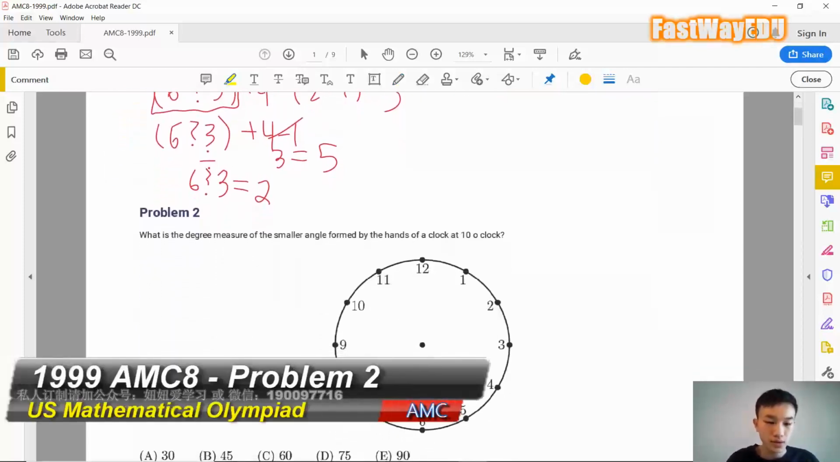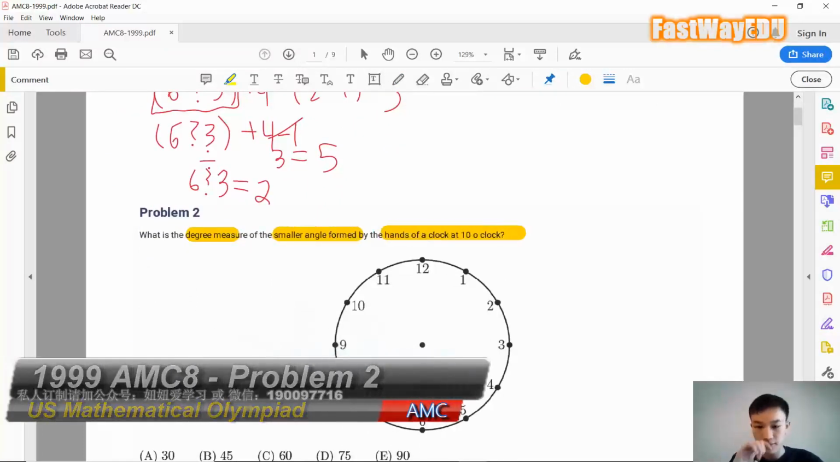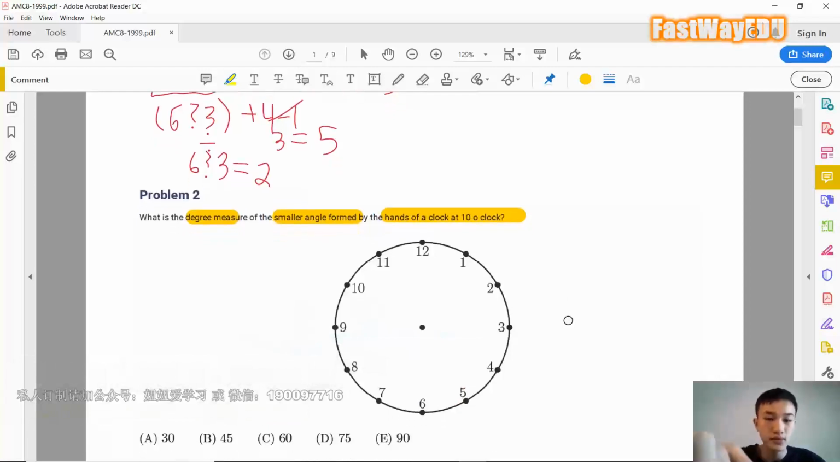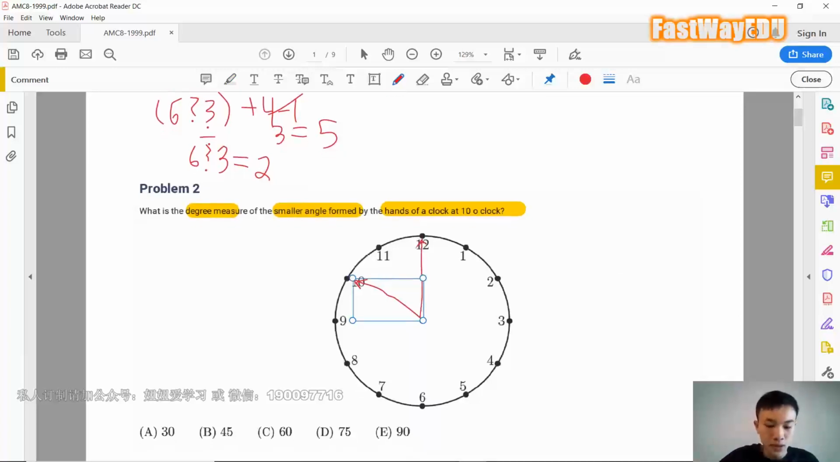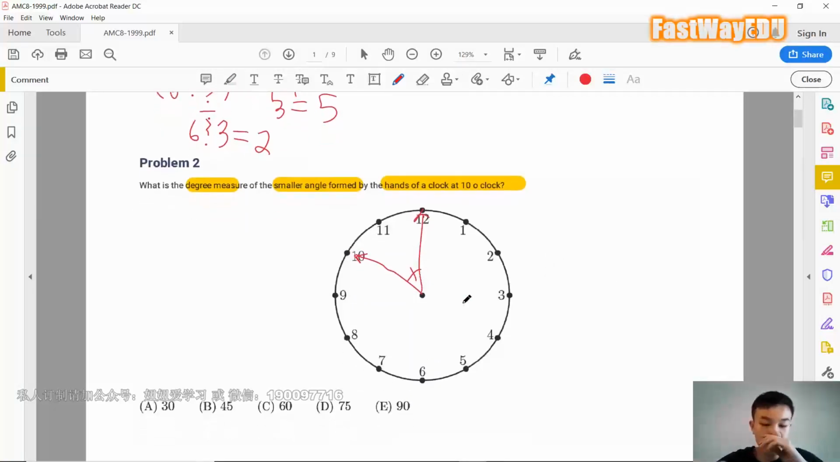Problem 2. What is the degree measure of the smaller angle formed by the hands of a clock at 10 o'clock? So let's draw in the hands of the clock here. And so that's how it will look at 10 o'clock. And essentially we're going to be trying to calculate this angle right here. Alright, so we can see that this point, this is the center of the circle. So we're trying to calculate this sector angle right here.